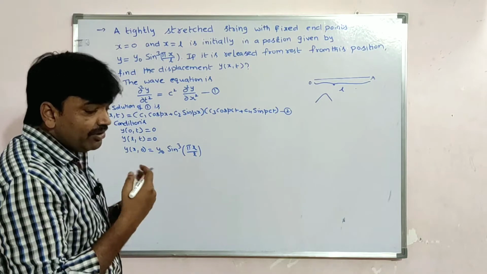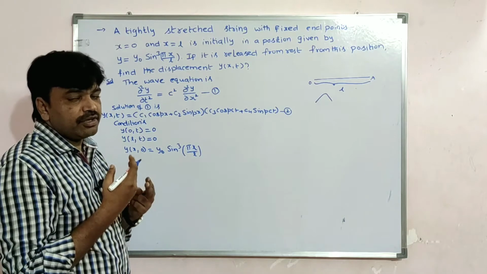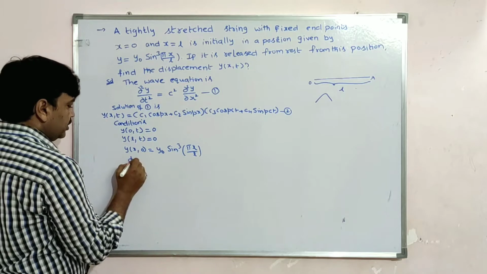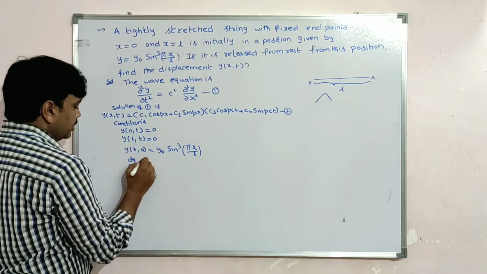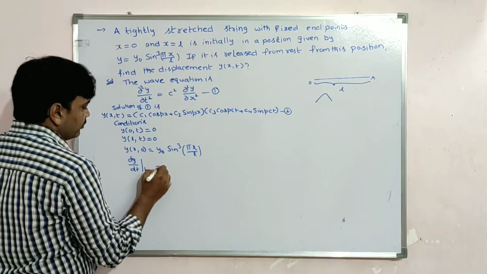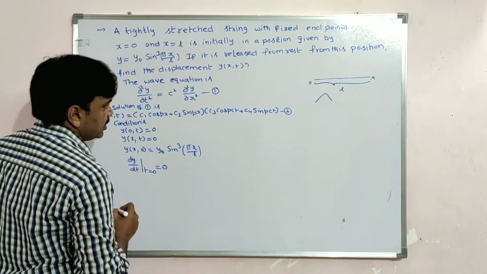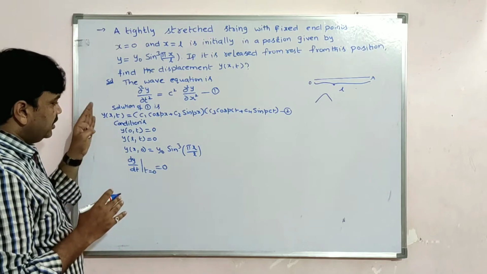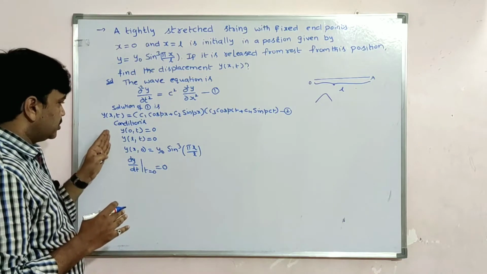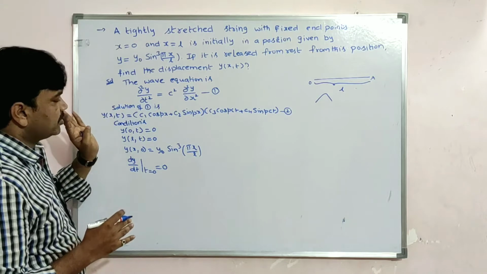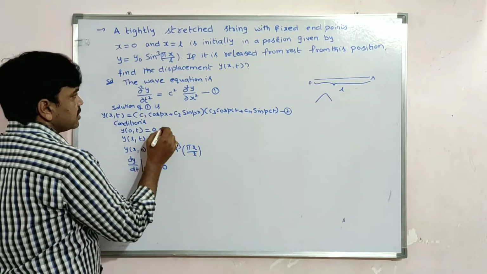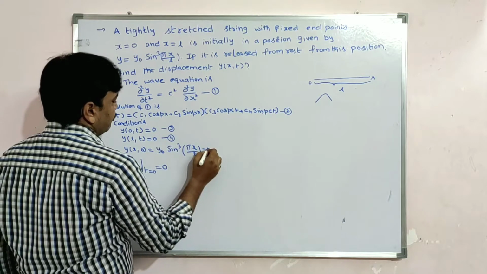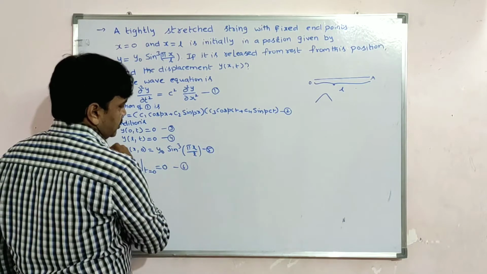Now what is the initial velocity, students? Initial velocity is 0. So dy by dt at t equal to 0 is 0. For each and every problem in wave equation, these conditions are the same, the solution is the same, and the wave equation is also the same. So these are 3, 4, 5 and 6.